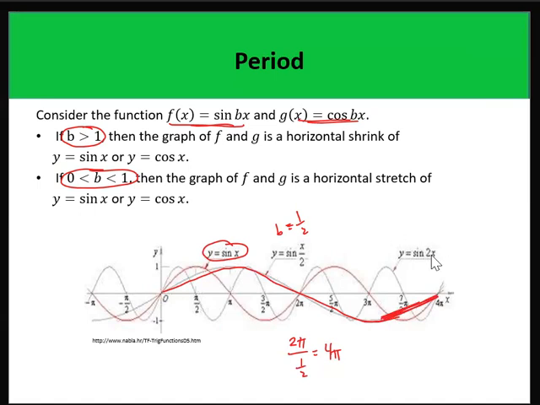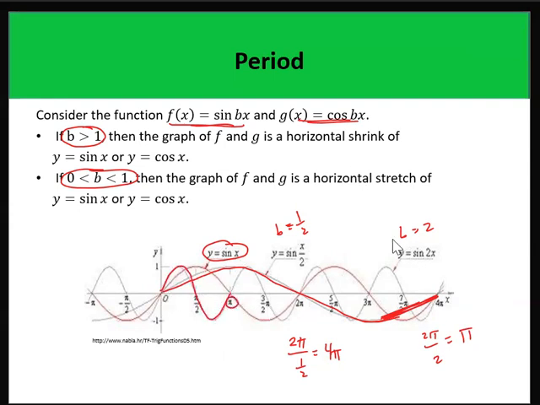Now, if y is equal to sine 2x, then b is equal to 2. So if we compute for the period, that's going to be 2 pi over 2, which is equal to pi. Which means that we can see one pattern of the graph from 0 up to pi.